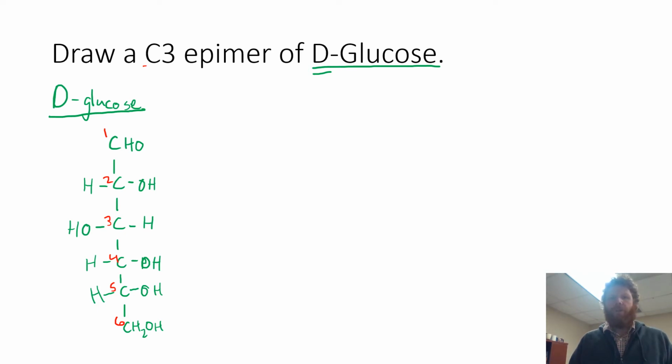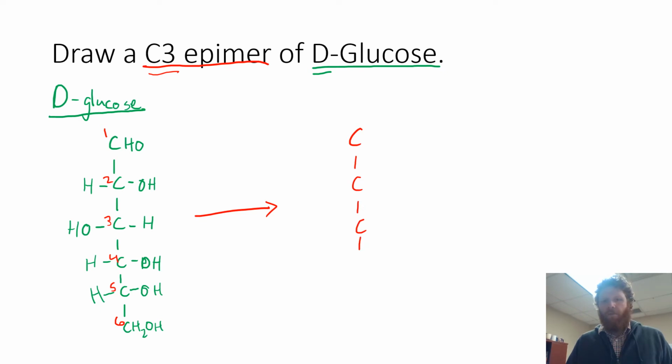We are asked for the C3 epimer. So epimers are sugars that are basically the same with the exception of one carbon. This is asking for the C3 epimer. So to draw the C3 epimer of D-glucose, everything's going to be the same. Still going to have 1, 2, 3, 4, 5, 6 carbons. And it's still going to have CHO. It's still a D sugar.